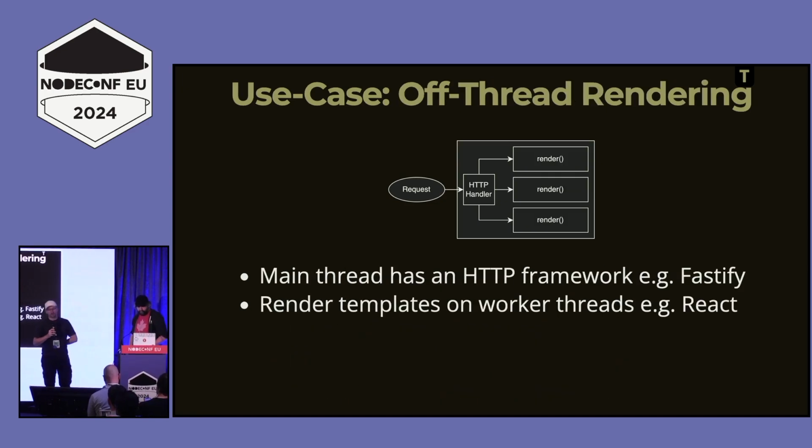We also have that of off-thread rendering. Again, the diagram looks similar, but in this case, we would have the HTTP handler in a singular location. You can imagine our best friend Fastify running there, routing requests to a request handler. However, instead of offloading all of the work to the different threads, in this case, you would only offload a chunk of work which happens to be CPU intensive. Maybe you're doing rendering of React templates, something like that. That's the kind of stuff you can offload.